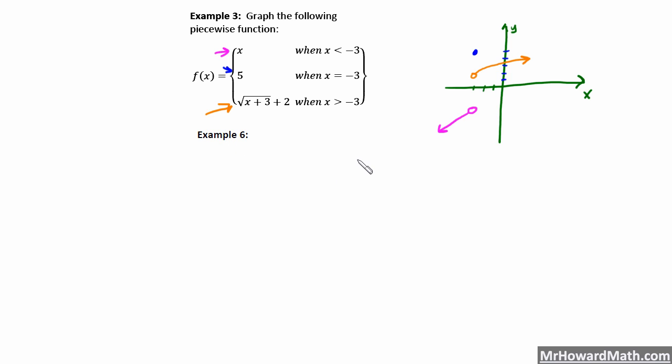Now, example 6 is going to ask us for the discontinuities of this piecewise function, and that's pretty easy to see. That's when x is equal to negative 3. All of this part right here, and then you see it showing up several times here. When x equals negative 3, we have a discontinuity. We have to pick up our pencil to draw this piecewise function. All right, let's look at the last two examples quickly.